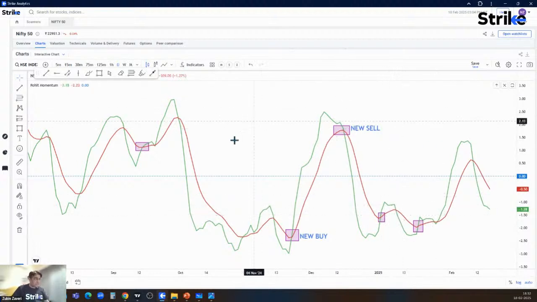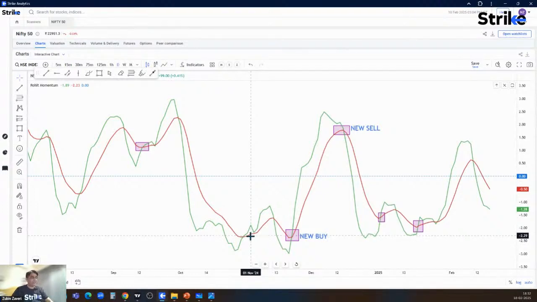Now you can see that this RMI line keeps on oscillating around this blue dotted line. That is nothing but the zero line, like we have the same zero line in MACD. A better buy signal is generated when the RMI line goes below zero and then gives a fresh buy signal. It is generally said that it is a stronger buy signal.